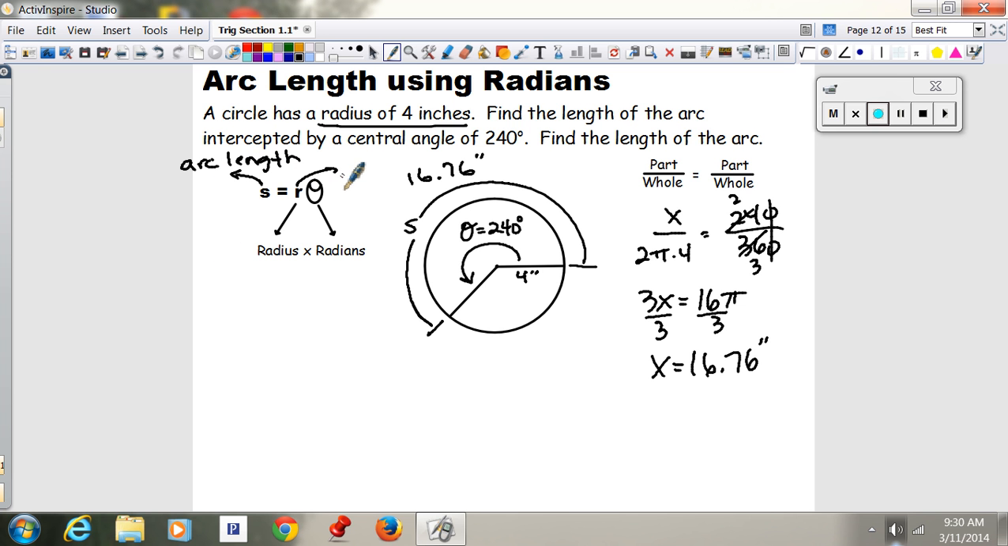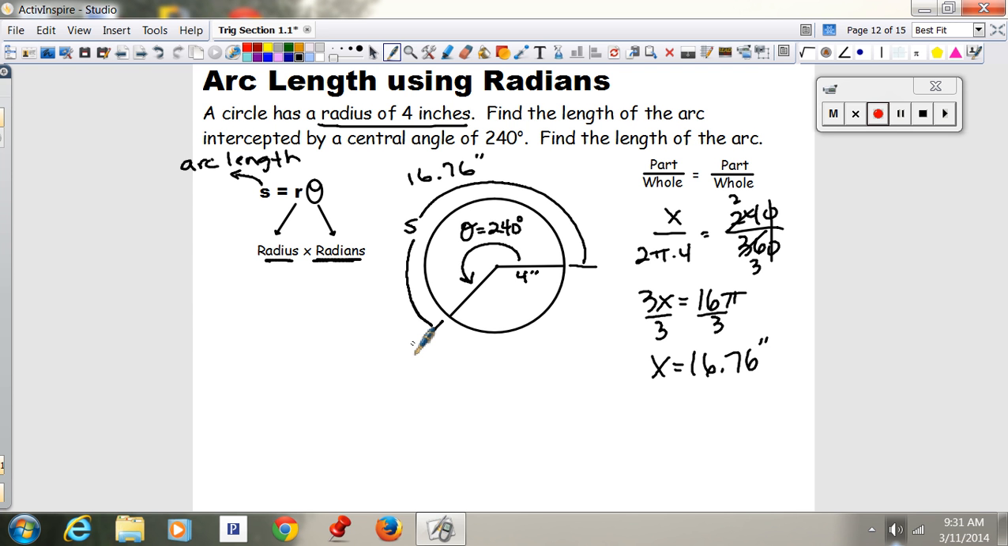This R stands for the radius, which I already showed you right here, and the theta stands for radians. Now, is my theta in radians right now? No, it's actually in degrees. So you could actually convert 240 to radians, but 240 is on your unit circle. You actually could look at your unit circle and see exactly what 240 degrees would be as a radian.